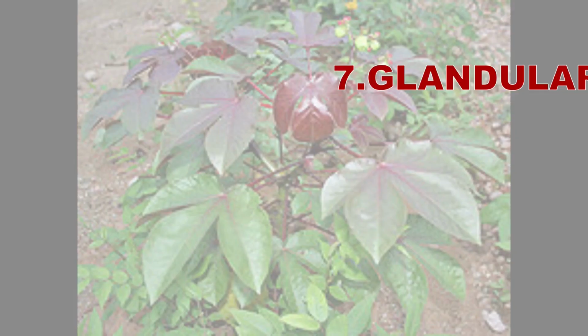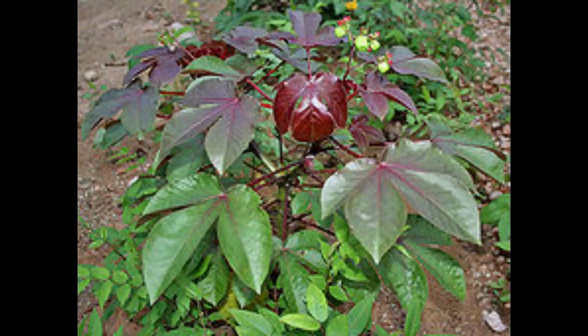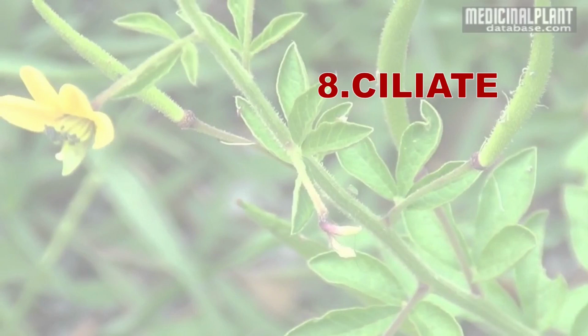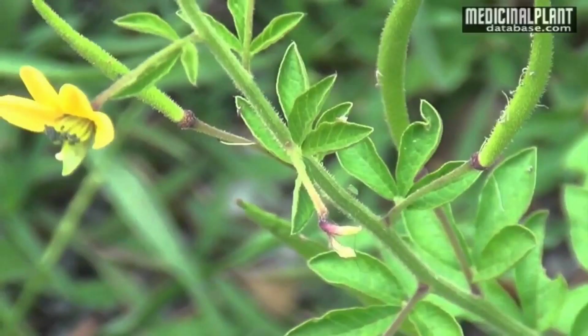And the seventh one is glandular. Here margin is provided with glandular hairs, but we cannot see glandular hairs with naked eyes, example Jatropha. And the next type is ciliate. Here numerous fine hairs projecting from the margin, example Cleome viscosa.